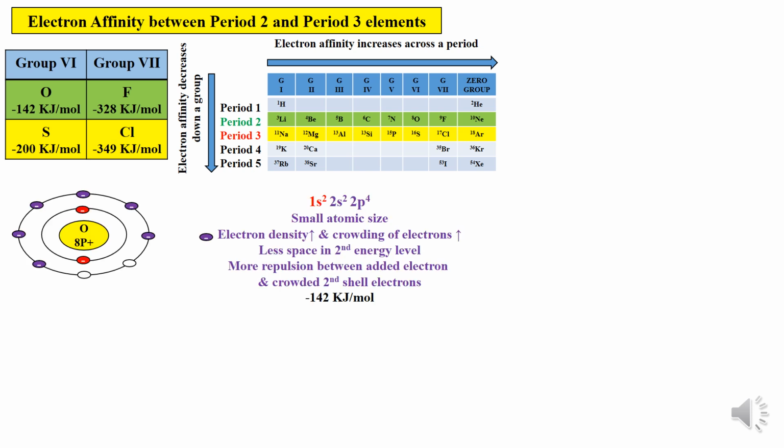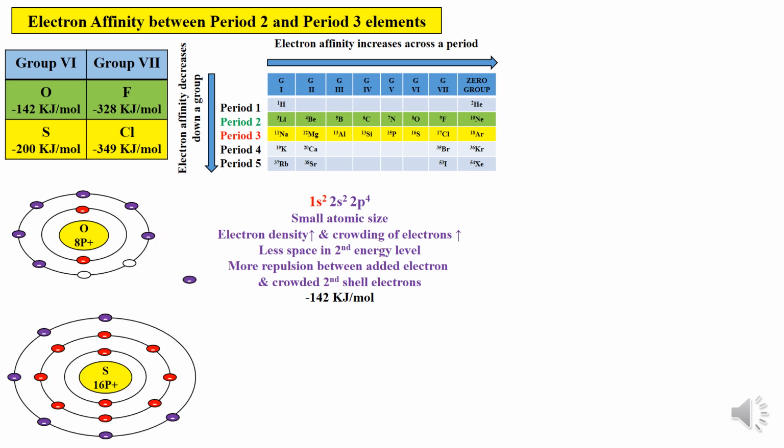So oxygen, its electron configuration is 1s2 2s2 2p4. It has a smaller atomic size and therefore electron density is more in the second energy level. There is crowding of electrons. So there is less space in the second energy level, and more repulsion between the added electron and the crowded second shell electrons.